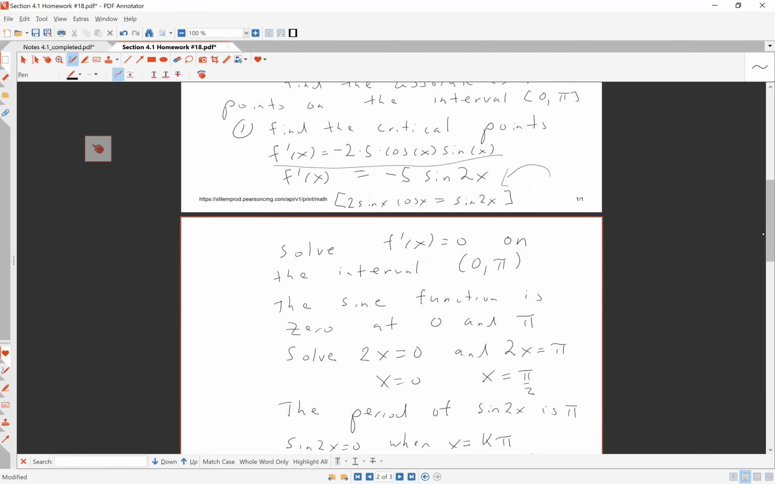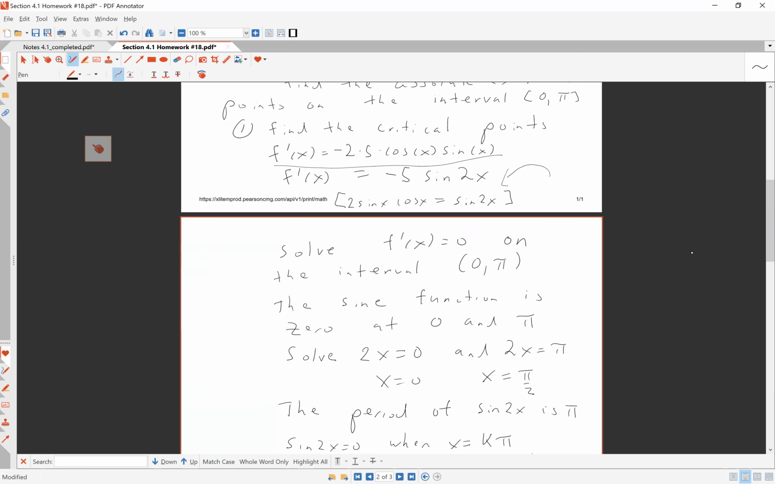Okay, so first, let's see if we can find where the derivative is 0 on the open interval. So the sine function is 0 at x equal to 0 and x equal to pi. And so we're going to solve 2x equals 0 and 2x equals pi. So we get x equals 0 and x equals pi over 2.